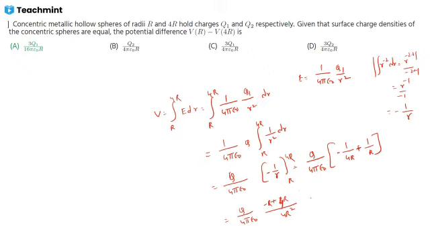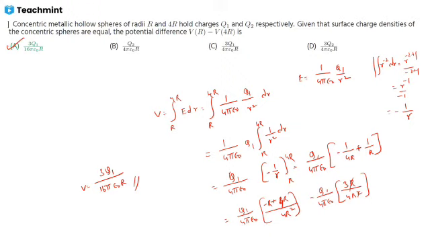So finally q by 4 pi epsilon naught into 3 capital R divided by 4 r square, one r will get cancelled, so that is 3 by 4r. So V is equal to 3 capital q1 divided by 4 into 4, that is 16 pi epsilon naught r. So option A.